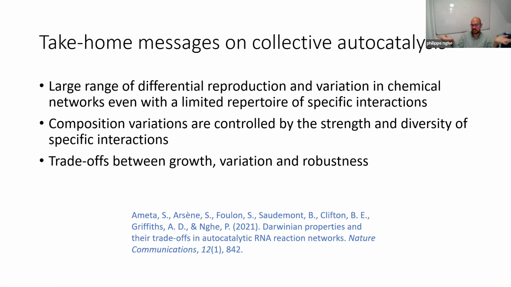Here we had only 16 species, and there were only 4 by 4 variations in how they interact. So to come back to the question, if we had more diversified nucleic acids, we would just have a larger repertoire that would populate this space more continuously. And the variation in composition in a collective system is controlled by the strength and the diversity of the specific interactions. And interestingly, we find some trade-offs between growth, variation, and robustness.